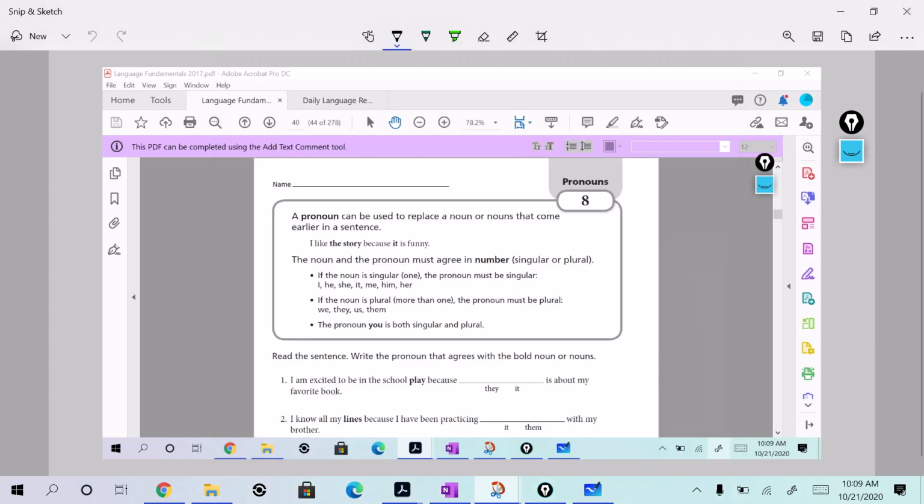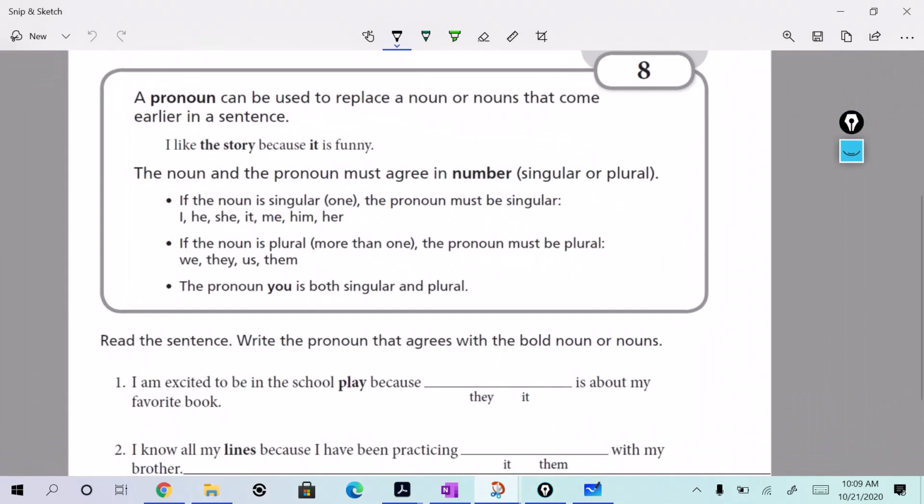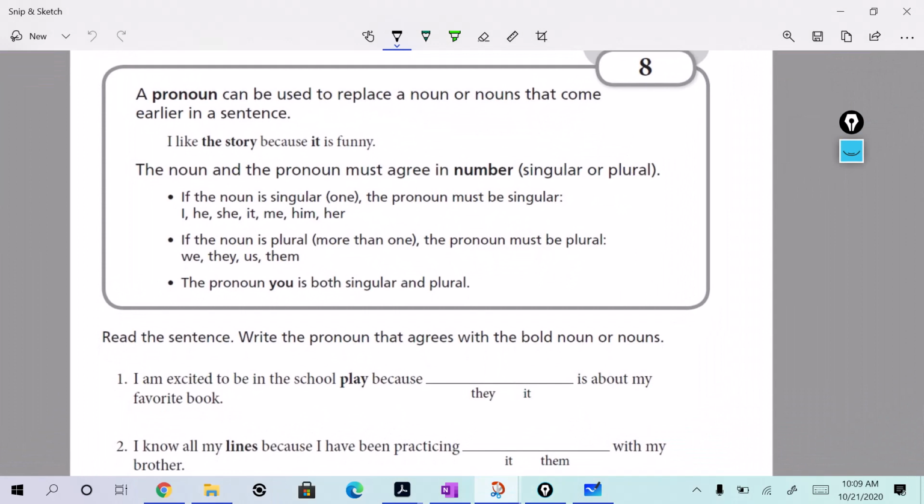All right, you guys, take a look. So the pronoun can be used to replace a noun or nouns. We know that. What is the noun that you're replacing called? We just saw it in a video. 10,000 point bonus word right here. What is the noun? James went to the store.